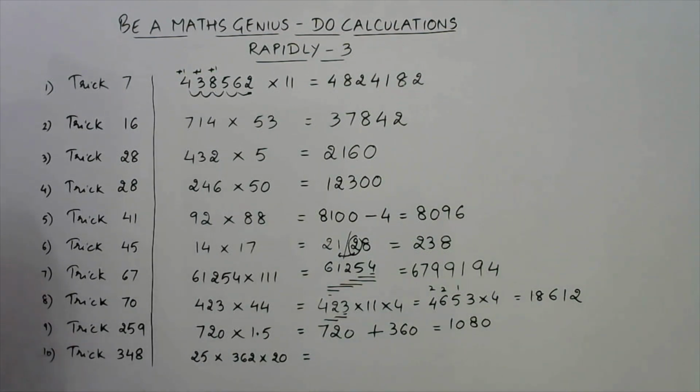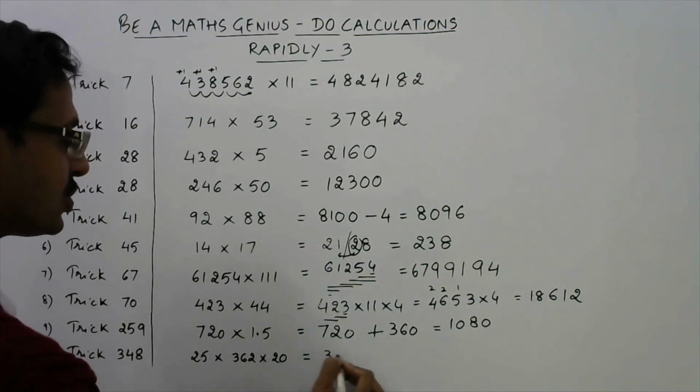Let's see. In trick number 348, I discussed the method of rearrangement, and rearrangement is one thing which helps you in exams. Now see, if you multiply 25 and 362 first, it is a blunder. Why? Because that will give you a huge number to be multiplied by 20. But 25 is a number which is divisible by 5. And all those numbers divisible by 5 and 10 are easier to handle. So 25 into 20: 25 into 2 is 50, and 10 means 500.